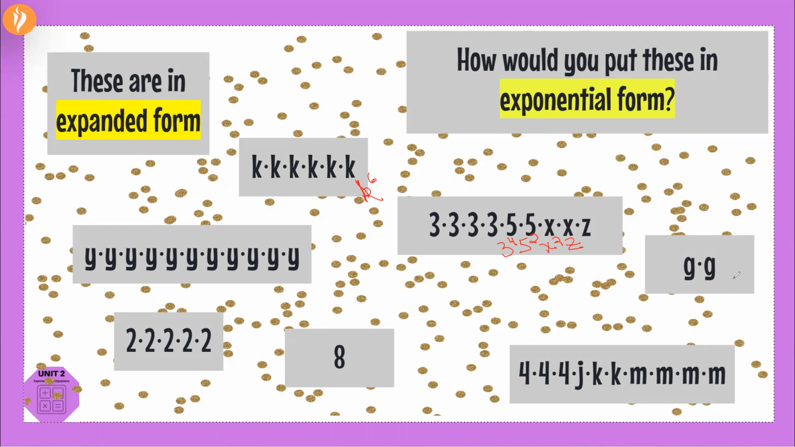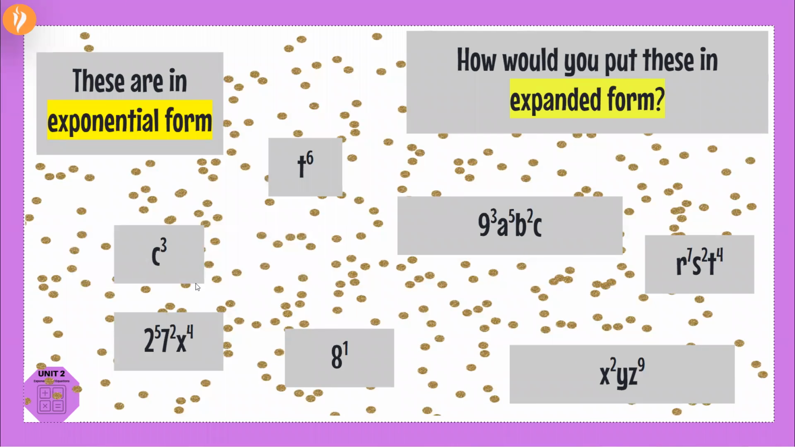All right, what about 2 g's? We would say g squared, or g to the 2nd power. How many 8s do we have here? We just have 1. So this will be written as 8 to the 1st power. We have 1, 2, 3, 4, 5 2s. So we would write this 2 to the 5th power. All right, how many y's are there? 1, 2, 3, 4, 5, 6, 7, 8, 9, 10, 11. So we would write y to the 11th power. And down here, we would write 4 cubed times j times k squared times m to the 4th. Easy peasy.